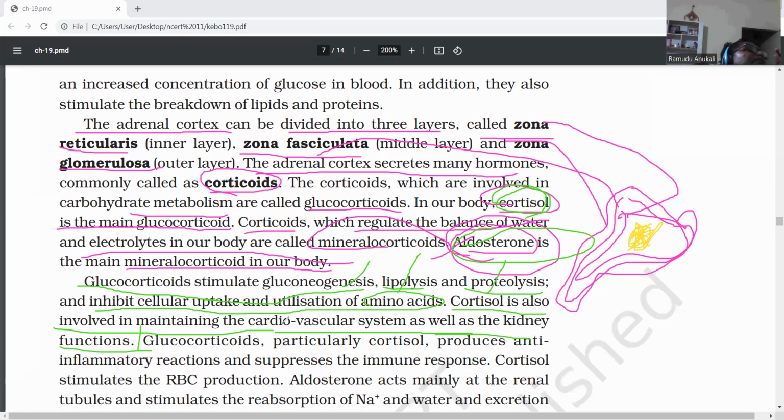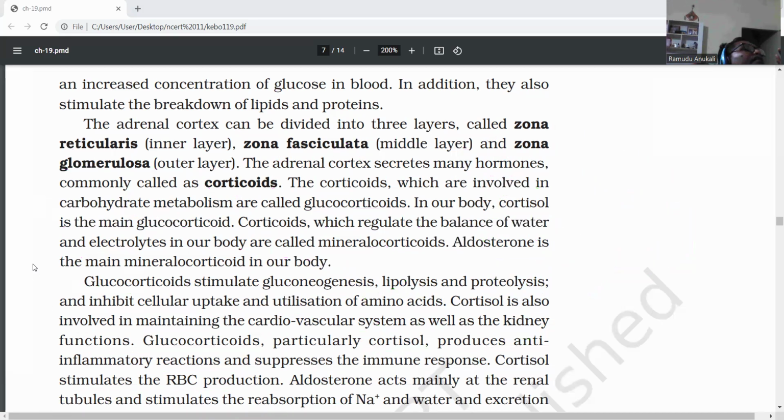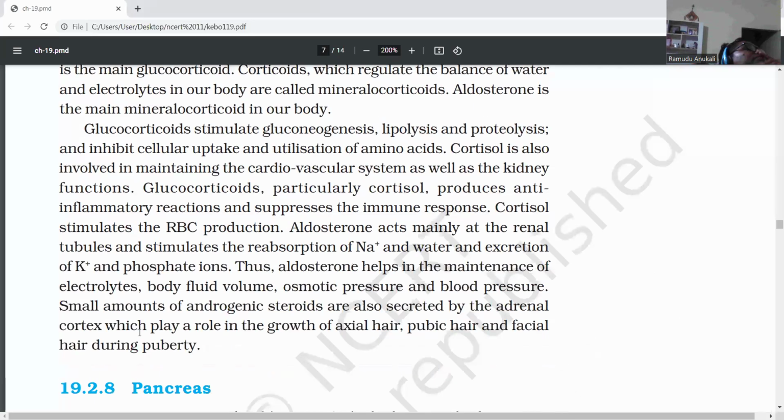So glucocorticoids, particularly cortisol, produce anti-inflammatory reactions and suppress the immune response. Cortisol stimulates RBC production, and aldosterone acts mainly at the renal tubules, stimulating the reabsorption of sodium and water and the excretion of K plus ions and phosphate ions. Thus, aldosterone helps in the maintenance of electrolytes.